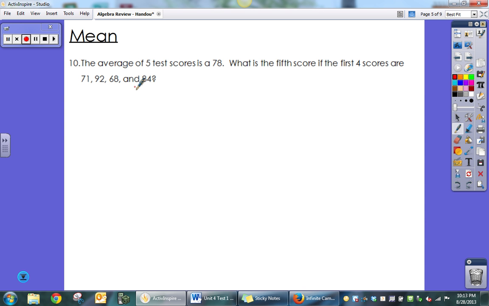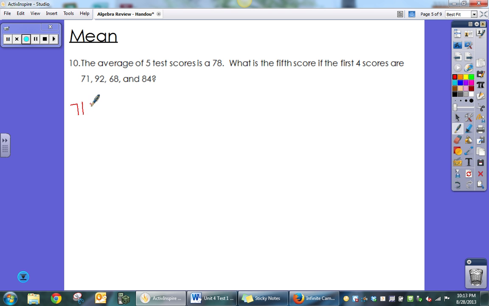Alright, on to finding the average, and this really goes kind of to the solving equations that we've done. And there's really two ways to do this, sort of the algebraic way and the non-algebraic way. We'll do the algebraic way first. Remember, to find the average, I add all my scores together and divide by how many there are. So we've got 5 test scores, and we know that the average of all of them is 78, but we only know the average of 4 tests, so we have to find the 5th test.